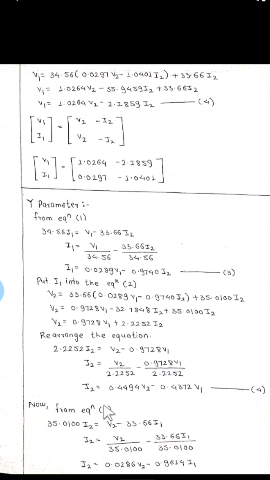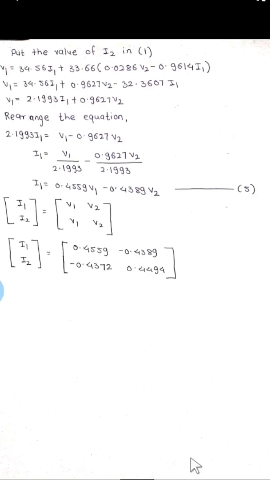Now we find the value for I2 from equation number 2. Therefore, we write here 35.0100 I2 is equal to V2 minus 33.66 I1. This 35.0100 is multiplied with the I2. We shift it, then we get I2 is equal to V2 divided by 35.0100 minus 33.66 I1 divided by 35.0100. By simplifying this, we get I2 is equal to 0.0286 V2 minus 0.9614 I1. We put this value in equation number 1.